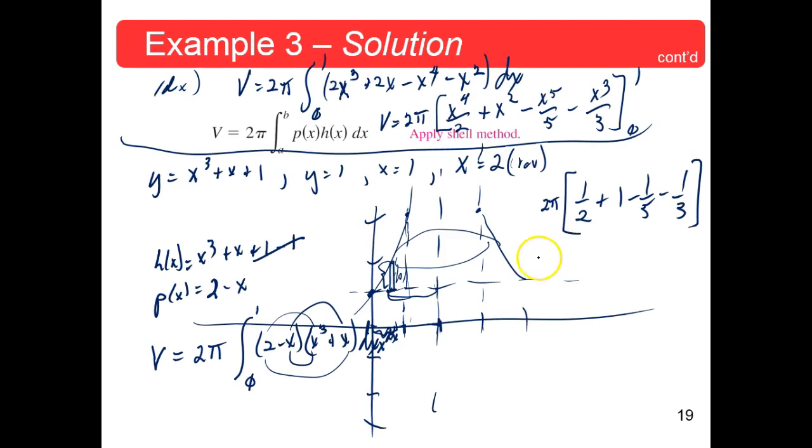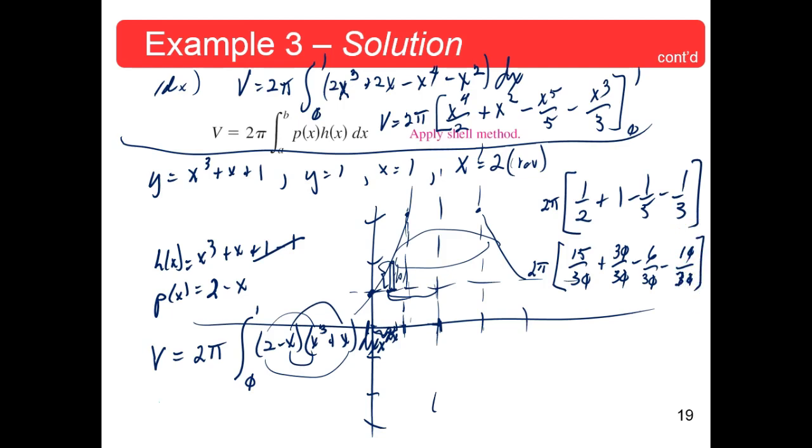Okay, least common denominators are, what would it be? 30. So this will be 15 thirtieths, right? Plus 30 thirtieths minus 6 thirtieths. Wait, is that right? Yeah. Minus 10 thirtieths. I believe that's right, isn't it?